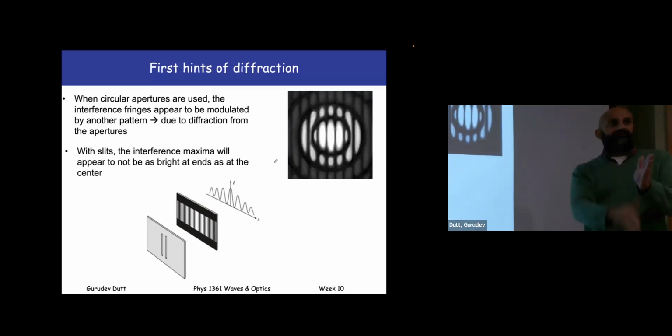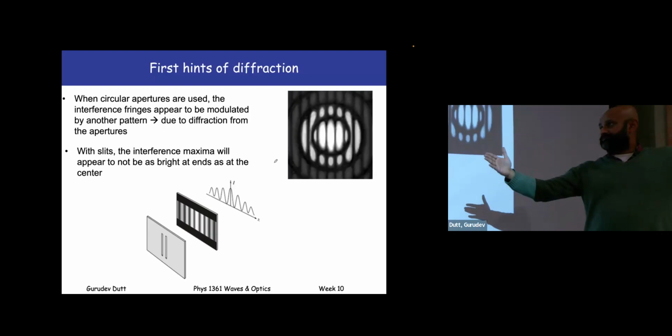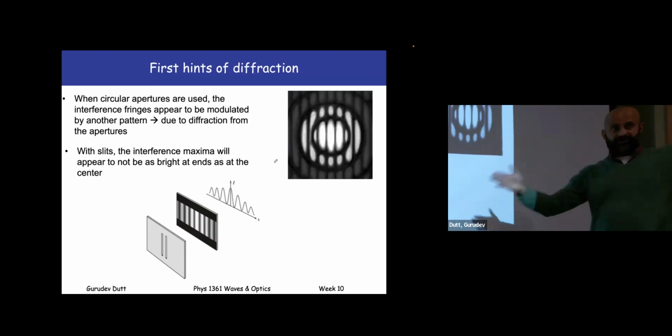It's essentially infinite in the y direction, so there won't be this ring. It'll just look like the pattern becomes less bright at the end towards the left and the right than at the center.